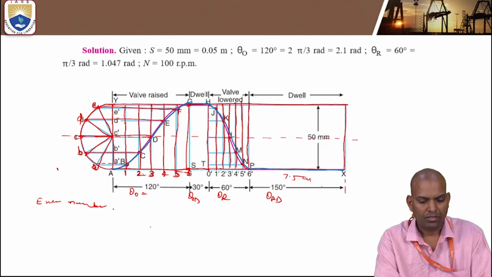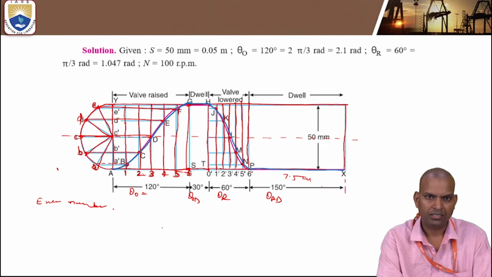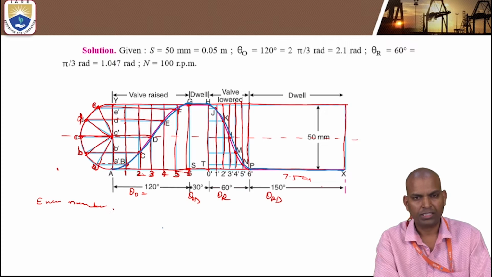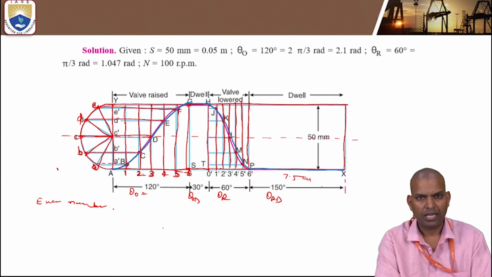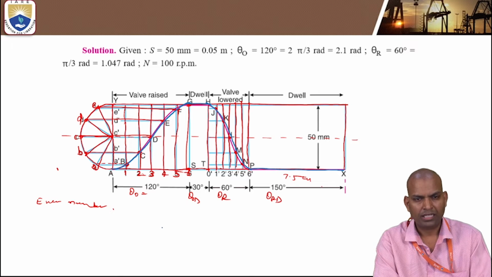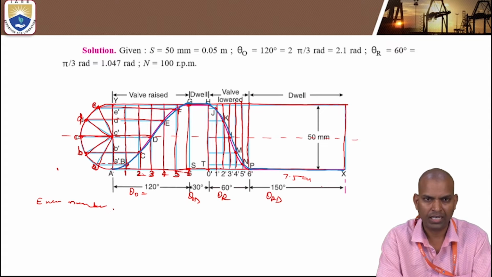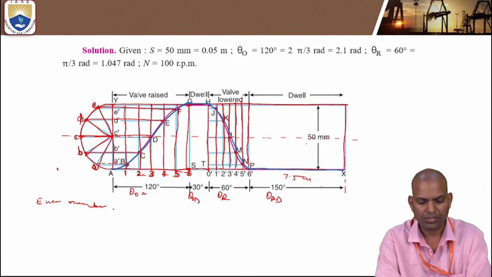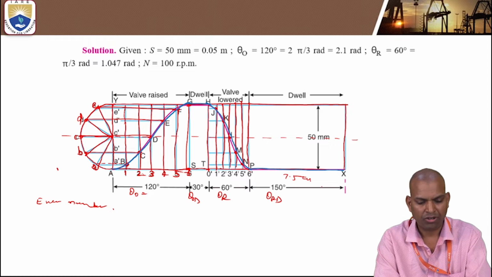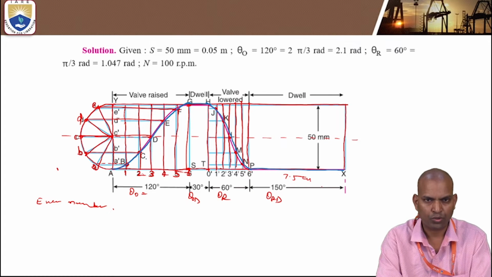So again, what is step 1? Draw the x-axis line. First scale. Convert the outstroke, return stroke and dwell angles of rotation of the cam into linear scales. Then on the x-axis, draw straight lines with those outstroke, dwell and return stroke angles. Then draw a vertical line, that is the lift of the follower, that is 50 millimeters. Then draw a rectangle, complete and close it.